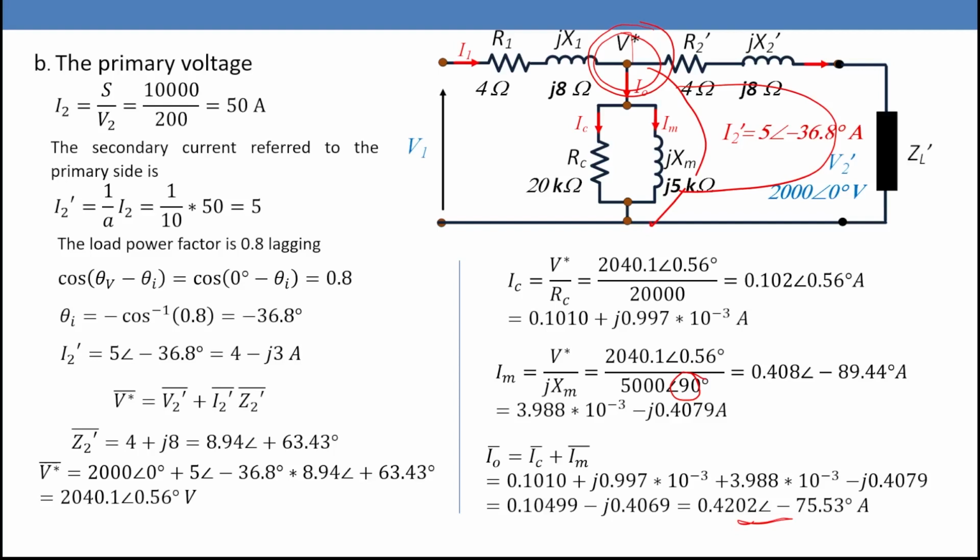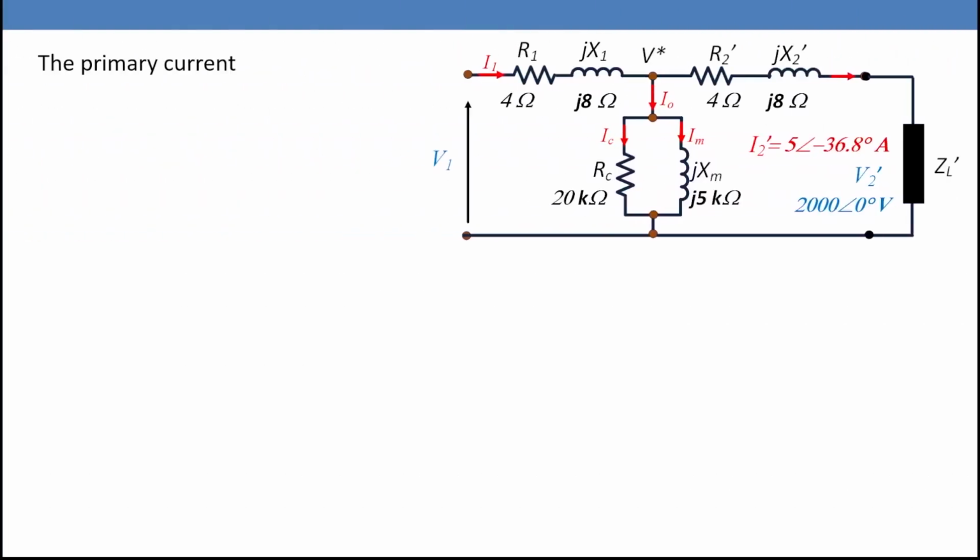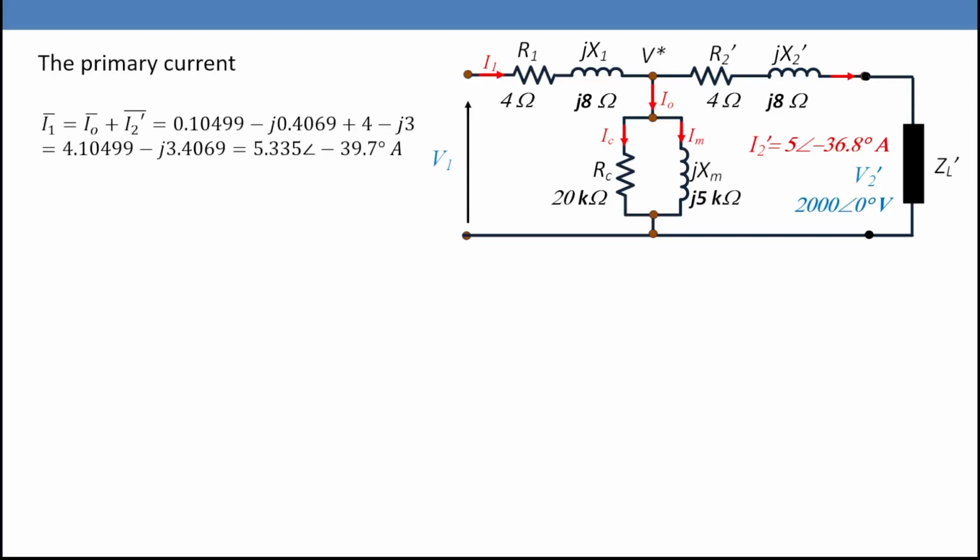Now we need to calculate I1. Now we can calculate the primary current, where the primary current is I node plus I2 dash. We are going to add them in rectangular form, then convert it to polar form. So I1 equals 5.335 ampere, angle minus 39.7 degrees.